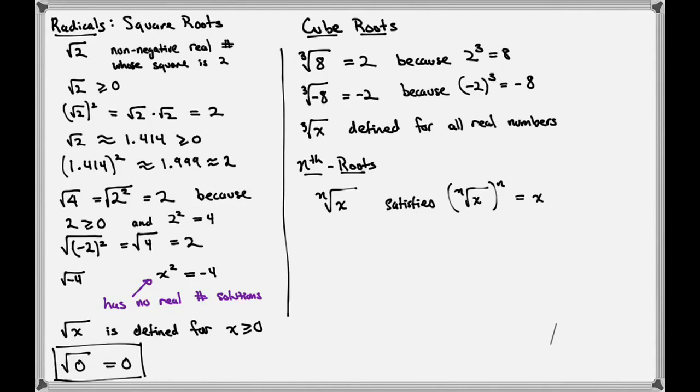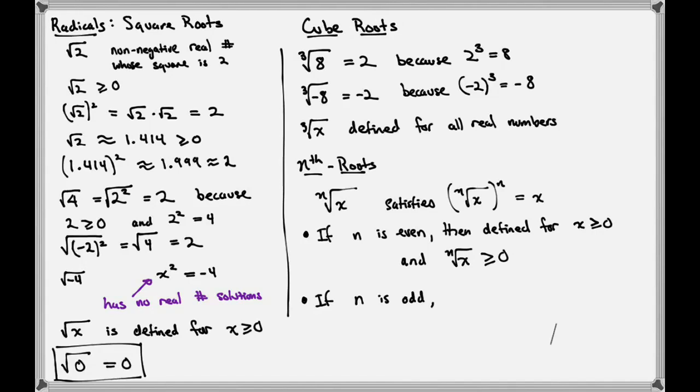But keep in mind there's this subtlety with the even case, like we saw with n equal to 2, the square root case. If n is even, then this is only defined for x greater than or equal to 0. And the resulting answer that I get from my calculator when I ask it for the nth root of a number is something that's non-negative, greater than or equal to 0. If n is an odd root, then it's defined for all real numbers x.